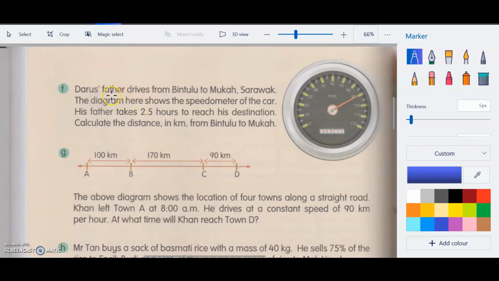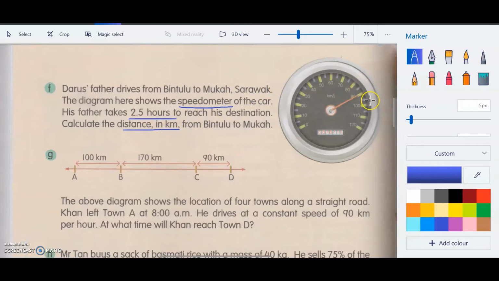Okay, Daru's father drives from Bintulu to Muka, Sarawak. The diagram here shows the speedometer of the car. His father takes 2.5 hours to reach his destination. Calculate the distance in km from Bintulu to Muka.